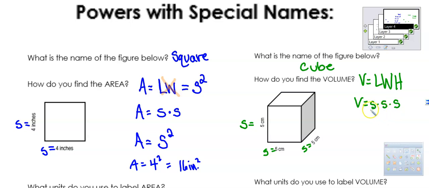And we also know with our experience now with exponents that this is the long way to write S to the third power. And the nickname for that third power is cubed, because it's a cube. S cubed tells us the length, the width, and the height are all the same. So then when we go to find the volume, we're simply going to go 5 to the third power, which when you multiply that out, you get 125 centimeters cubed. So those are our 2 powers with special names, square and cube.